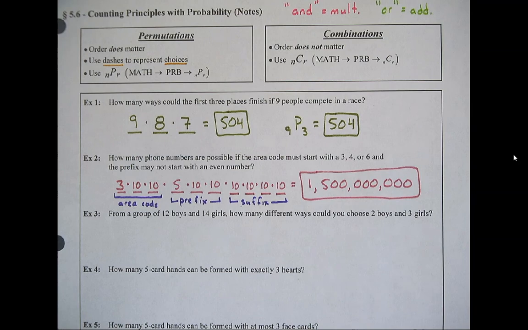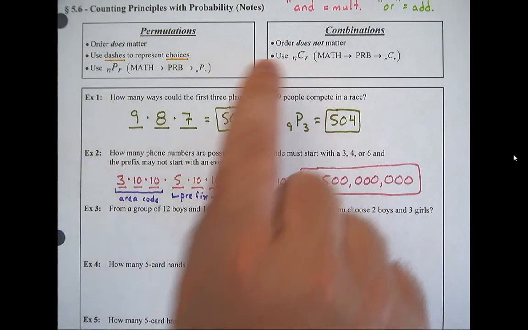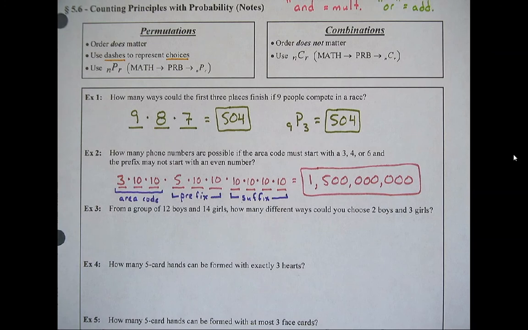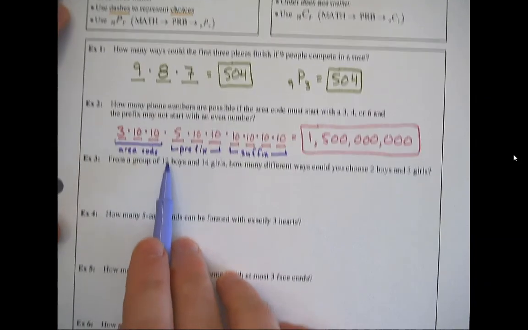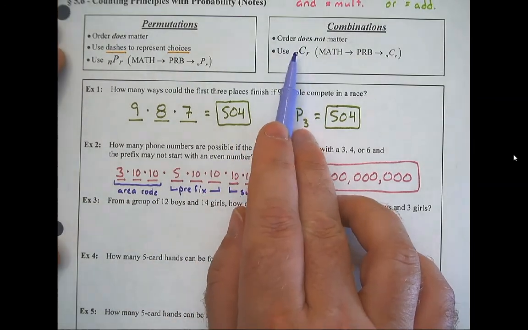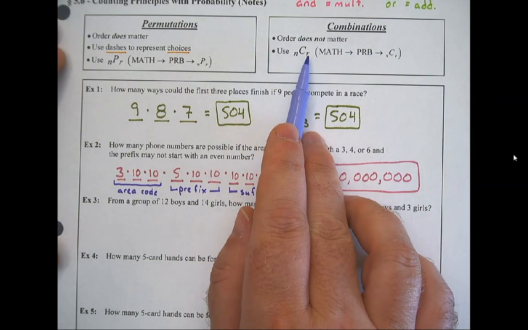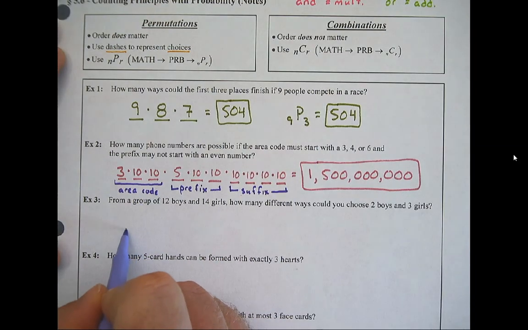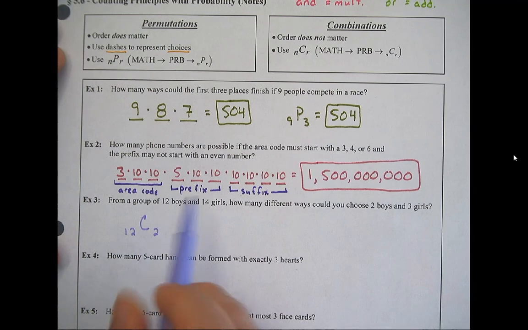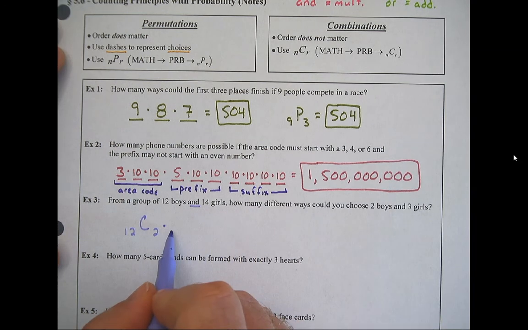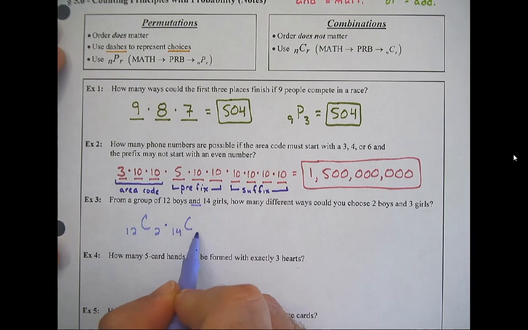So instead of using dashes, I'm going to go right to nCr. So what would that look like? That would look something like this. We're going to start with the boys. We have a group of, the n stands for how many there are. The r stands for how many you're choosing. So from the boys, there are 12 boys to choose from, and we are going to choose 2 of them. And means multiply. From 14 girls, I'm going to choose 3 of them.